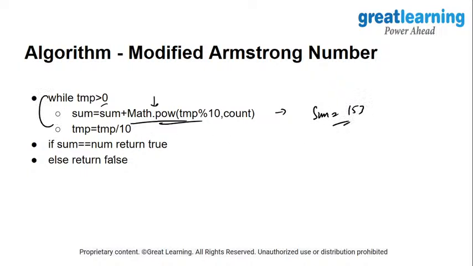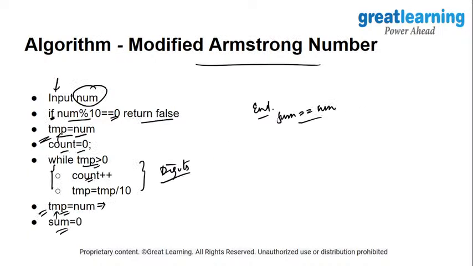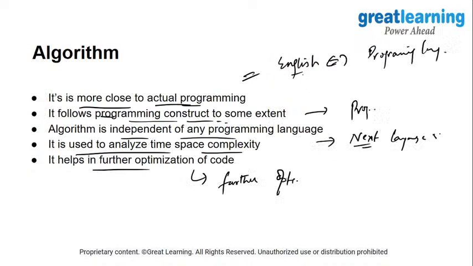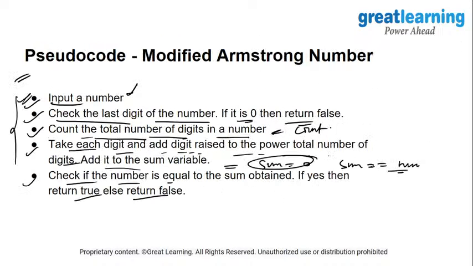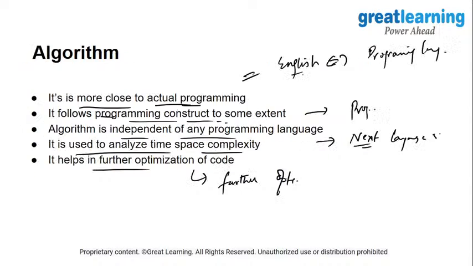After this while loop is exhausted, I checked if the sum is equal to num. If that is the case, then I return true, else I return false. So in a nutshell, this is your Armstrong numbers algorithm. Now you see the difference: it is just a little bit related to programming language, and here we didn't use any programming constructs.